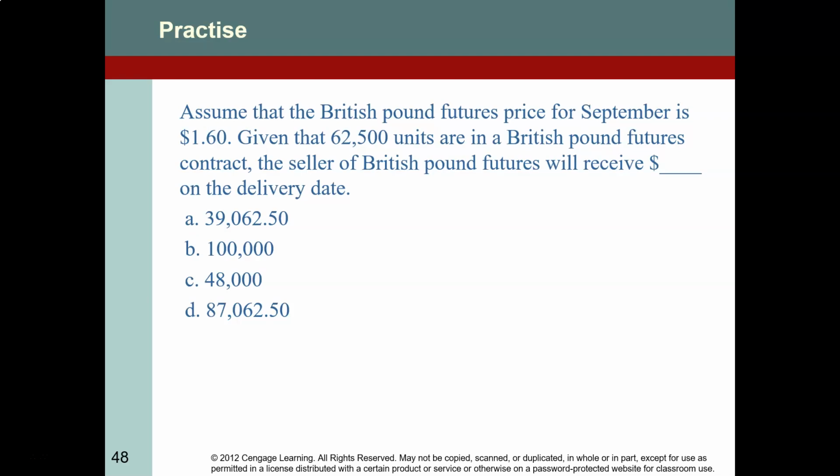Assume that the British pound futures price for September is $1.6. Given that 62,500 units are in a British pound futures contract, the seller of British pound futures will receive how much on the delivery date? This should be a simple question, okay? Calculate the answer, let me know.